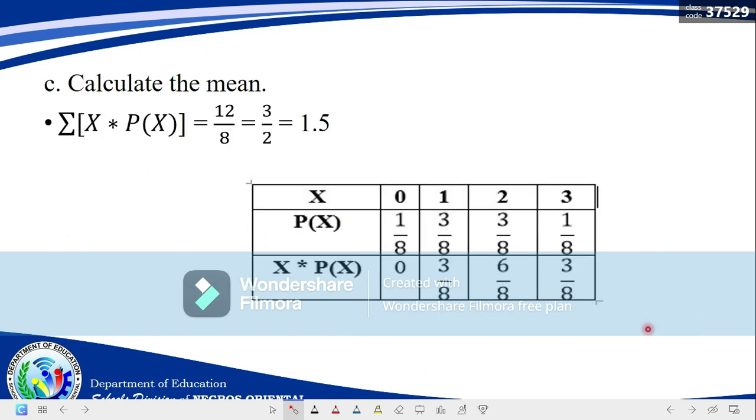Okay, let's continue. Calculate the mean. To calculate the mean, we have this formula: summation of x times p of x is equal to 12 over 8. That is 3 plus 6 is 9 plus 3 is 12 over 8. 12 divided by 8 is 3 over 2, that is equal to 1.5.